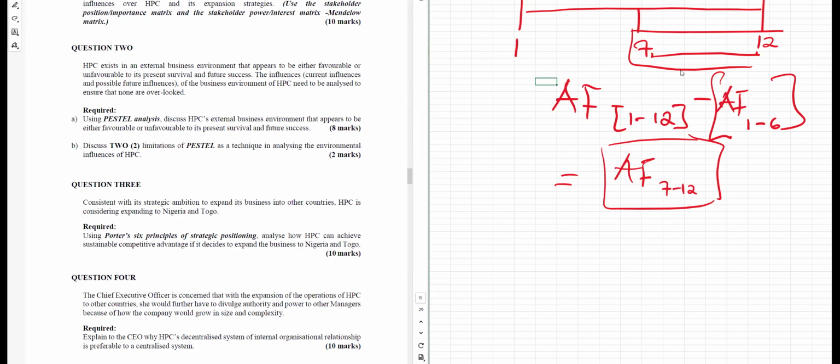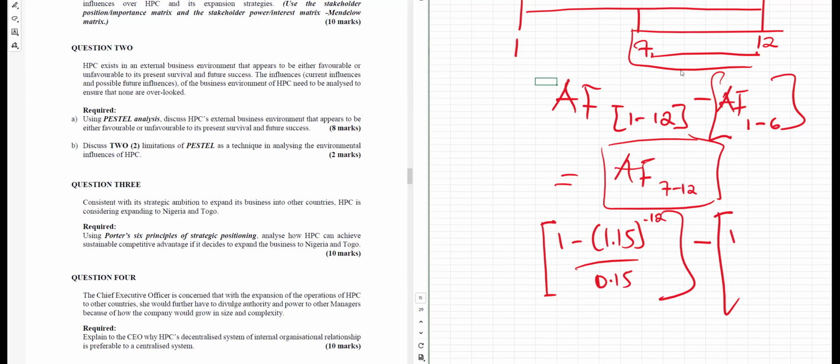Do it for me. Now you know how to calculate annuity. What do we get? 1 minus 1.15 raised to the power minus 12, all over 0.15. What do we get? Then we subtract the 6-year annuity: 1 minus 1.15 raised to the power of minus 6, all over 0.15. So what's the 12-year annuity? What do we get?